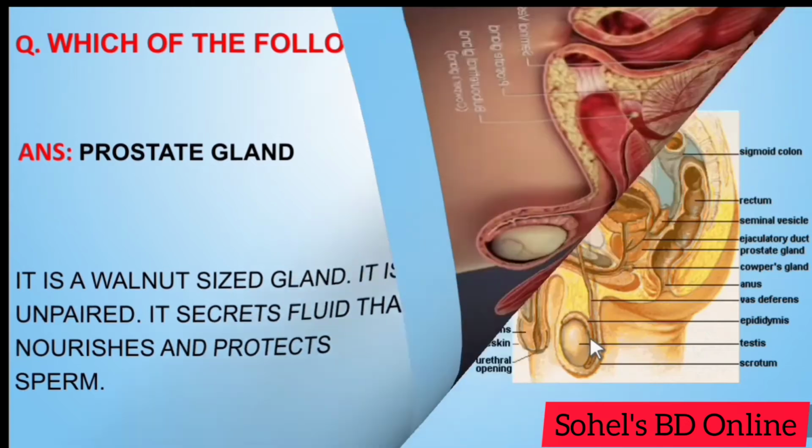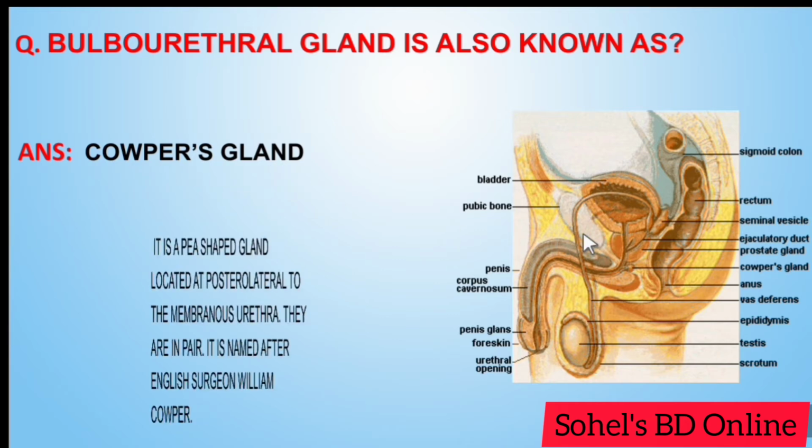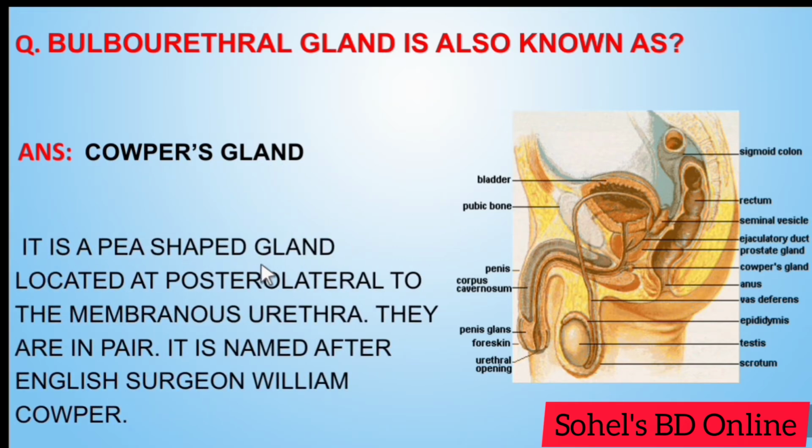Next, bulbourethral gland is also known as Cowper's gland. It is a pea-shaped gland located posterolateral to the membranous urethra. They are paired. It is named after English surgeon William Cowper.